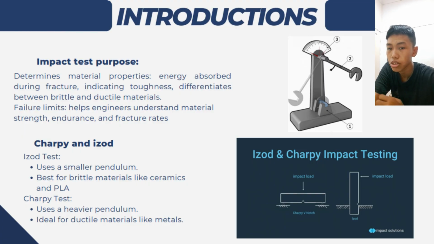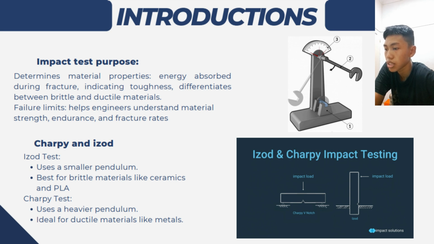So we're moving on to the introduction part of the presentation. Here I'm going to be explaining the purpose of impact test and the types of impact test there are. The purpose of impact test is to determine several material properties, such as the energy absorbed during rapid fracture, indicating toughness, and differentiating between brittle and ductile materials. It also helps to determine the failure limits of materials, which helps engineers to understand material strength, endurance, and fracture rates better. There are two types of impact test, which are Charpy and Izod.